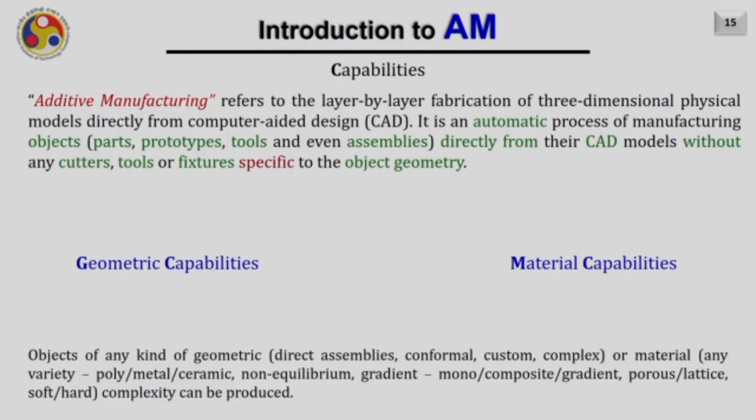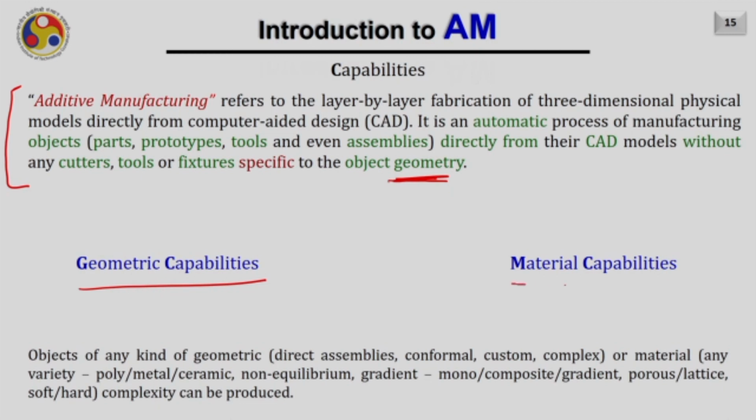Now, let us discuss the capabilities of additive manufacturing. Like I said, this particular definition is already defining the major capability of the process, that is, the geometric capabilities. If the part geometry is changing, it does not bother, because additive manufacturing is an automatic process of manufacturing objects like parts, prototypes, tools and even assemblies directly from their CAD models without any cutter, tool or fixture specific to the object geometry. Now, it is obvious that the geometry which can be produced by additive manufacturing can be very complicated.